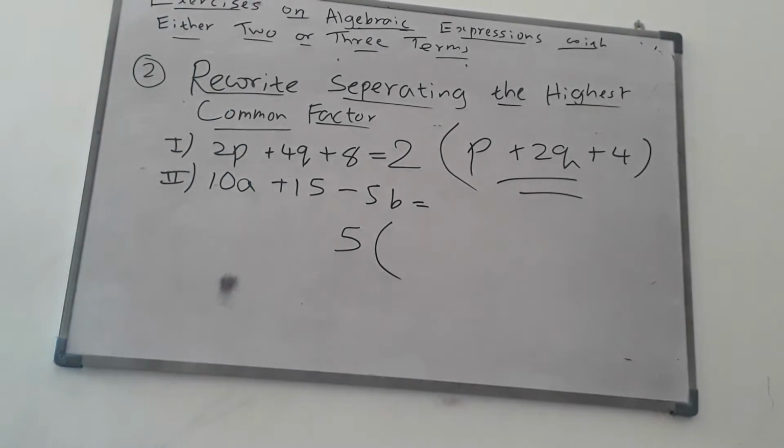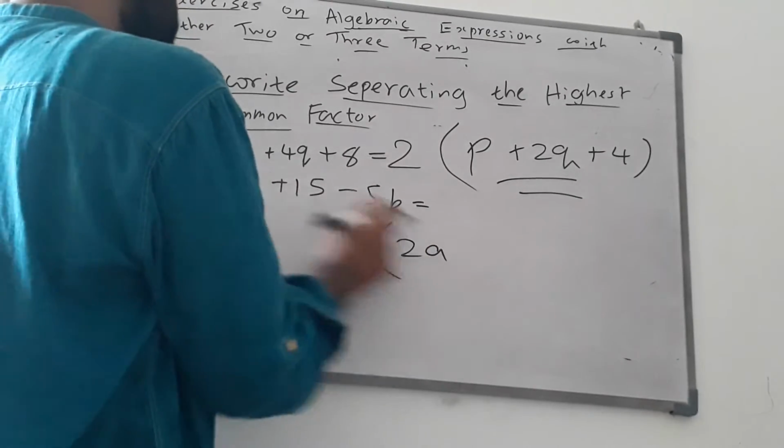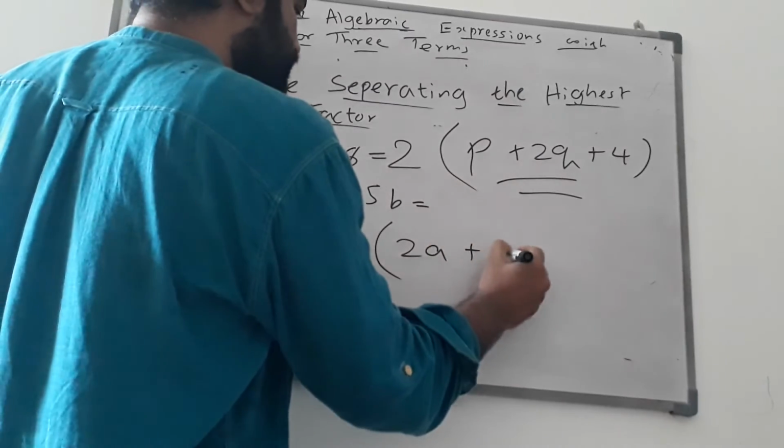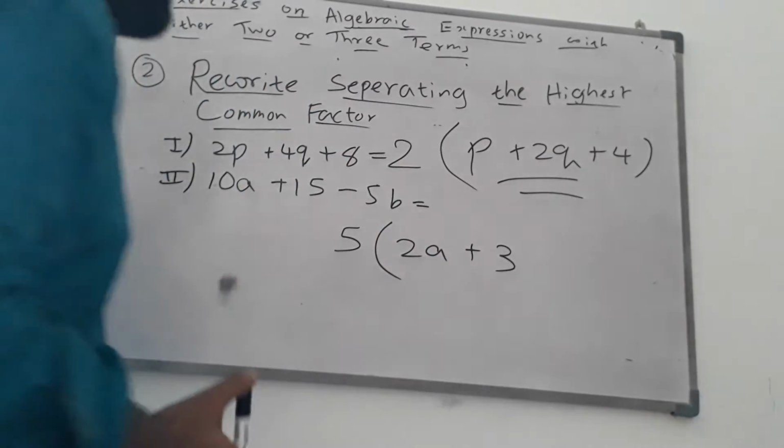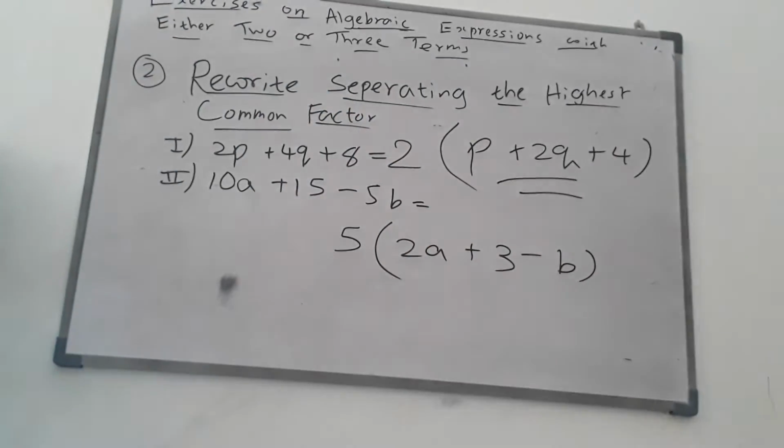5 times what is 10a? 5 times 2a is 10a. 5 times 2 is 10, 10 times a, 10a. Plus 5 times 3 is 15. Minus b. 5 times b is 5b.